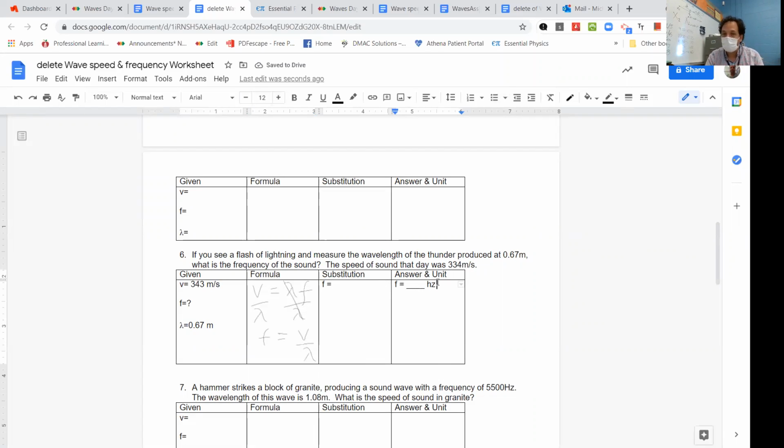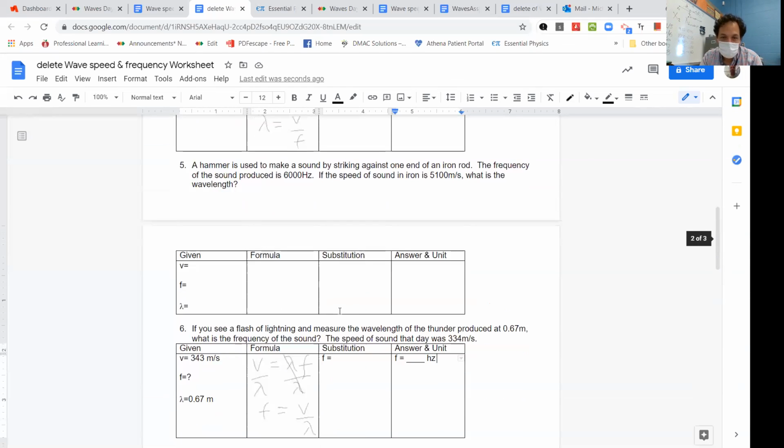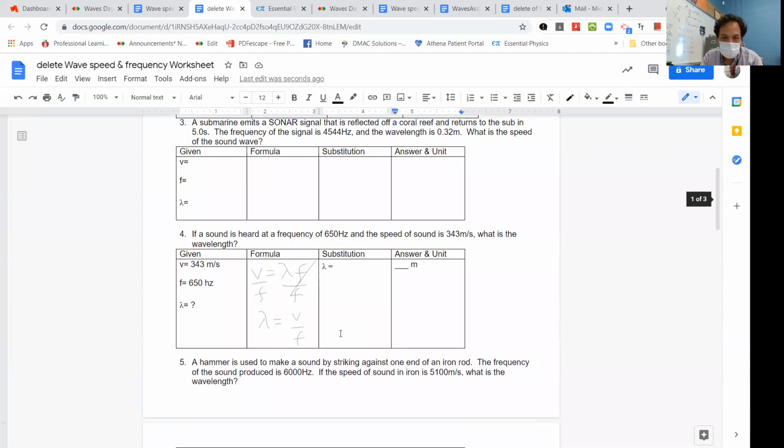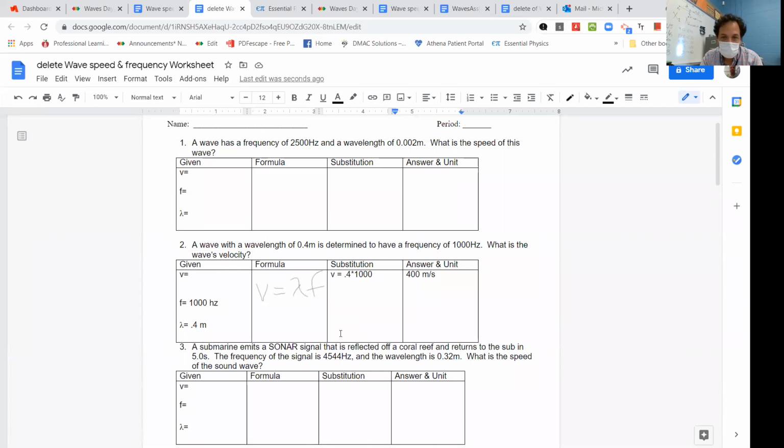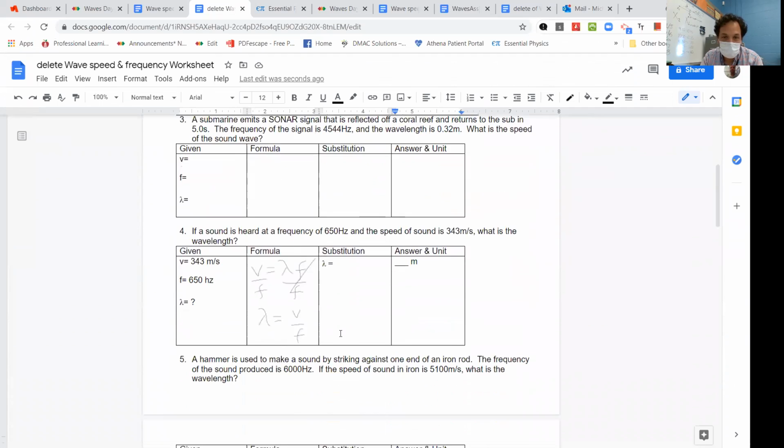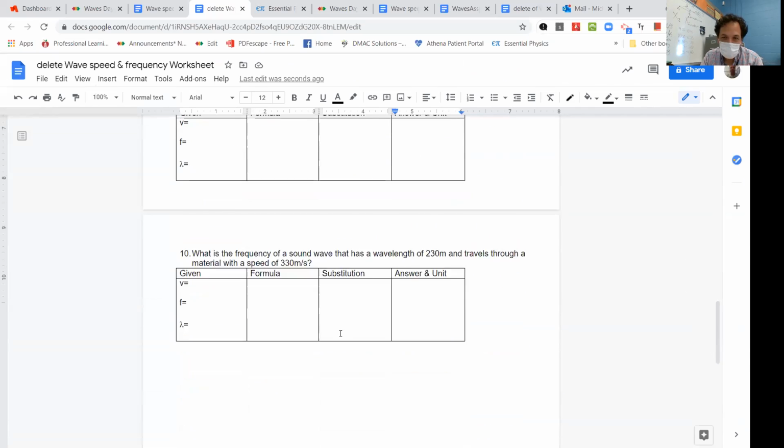So answer in units. So make sure you fill each one of these squares out. You could draw them, you could type them, whatever you want. Seems to work pretty well. That's it. That's the assignment. Not too difficult.